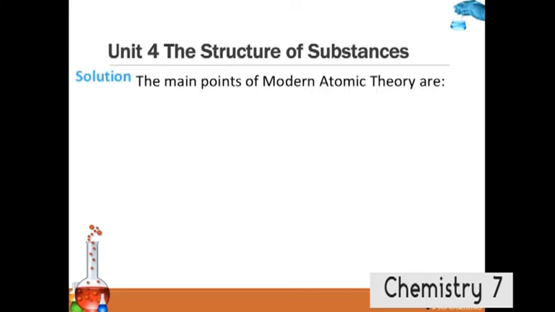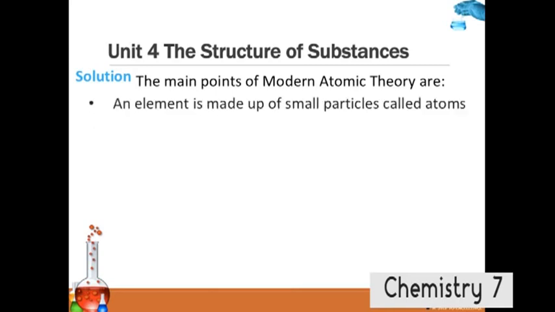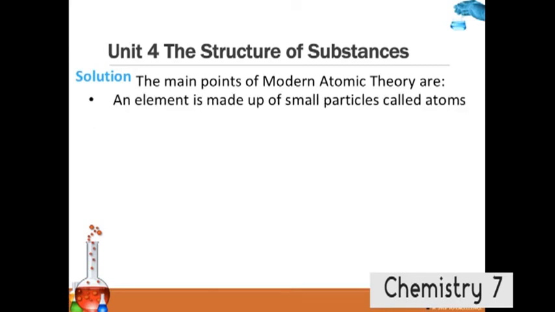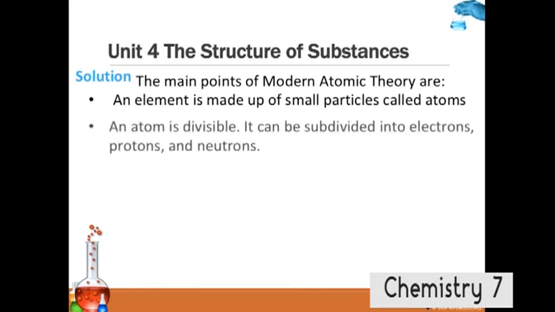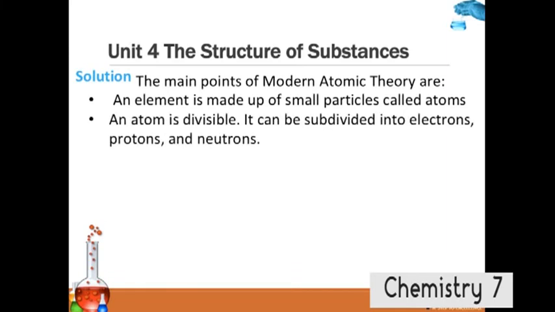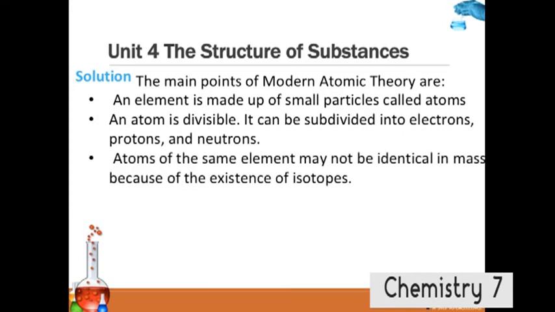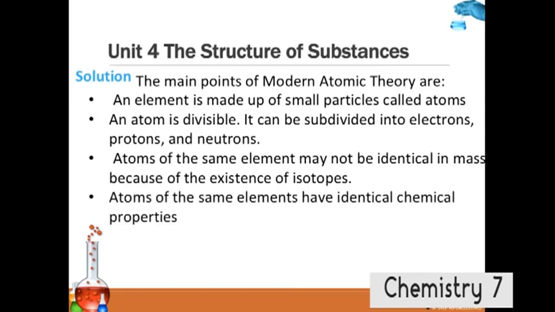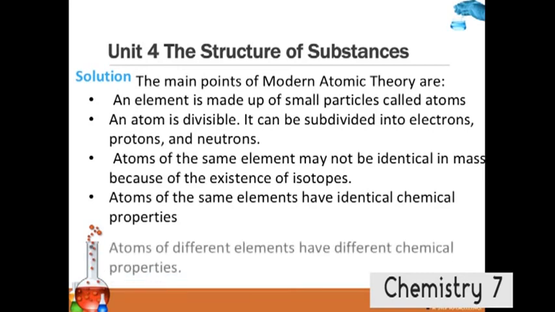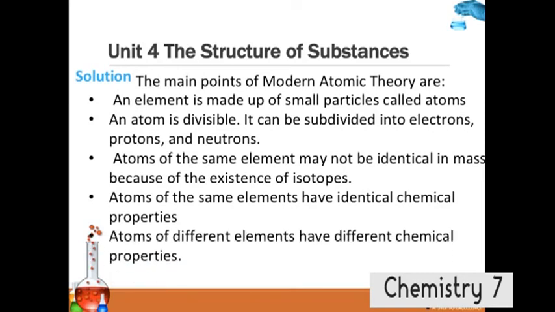The main points of modern atomic theory are: an element is made up of small particles called atoms. An atom is divisible. It can be subdivided into electrons, protons, and neutrons. Atoms of the same element may not be identical in mass because of the existence of isotopes. Atoms of the same element have identical chemical properties. Atoms of different elements have different chemical properties. The answer is A, atoms are indivisible.